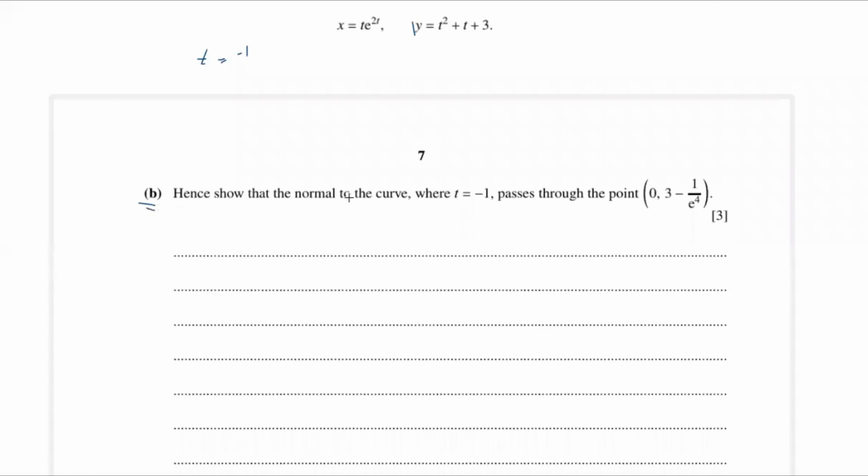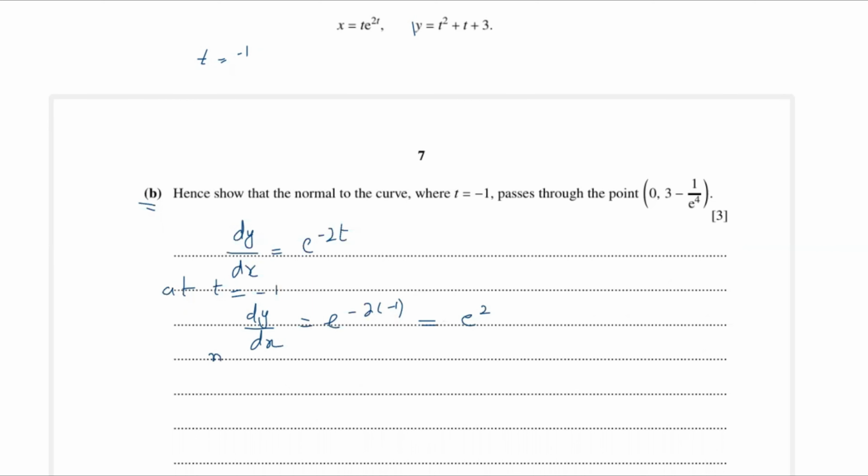Now part B: hence show that the normal to the curve where t equals minus 1 passes through the point 0, 3 minus 1 over e power 4. Firstly, we find the equation of the normal to the curve. You know dy over dx equals e power minus 2t. Therefore, at t equals minus 1, dy over dx becomes e power minus 2 into minus 1, which equals e power 2.